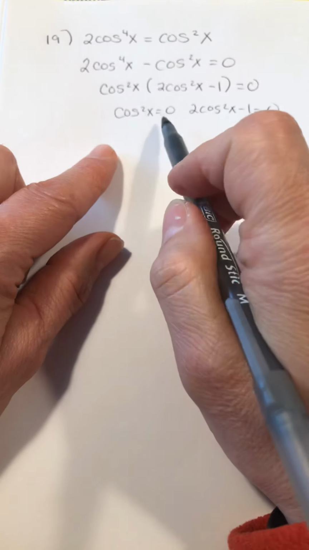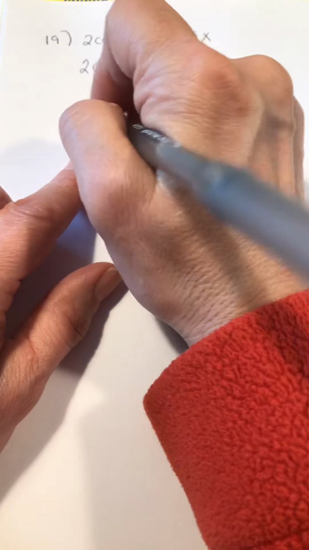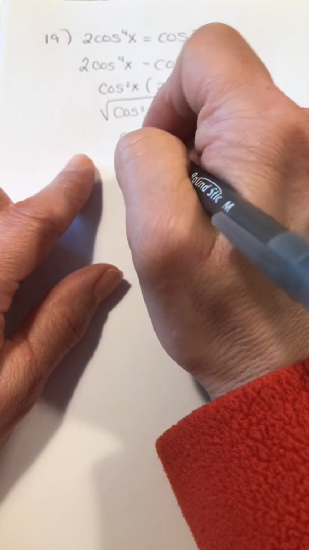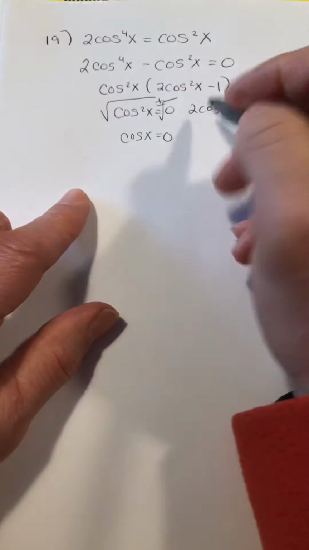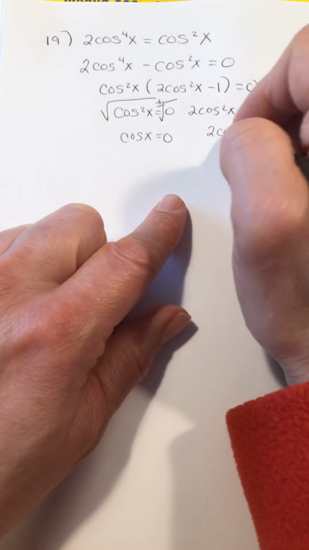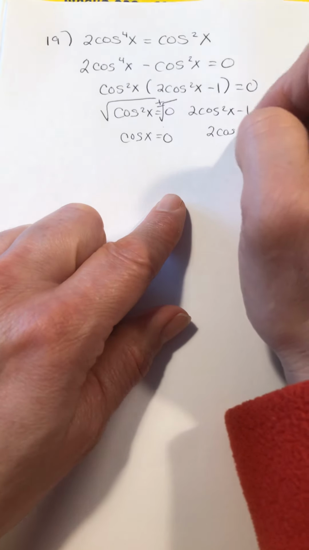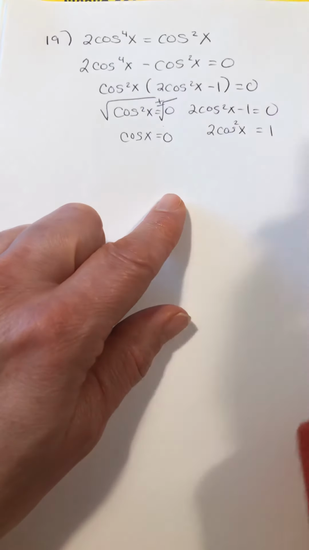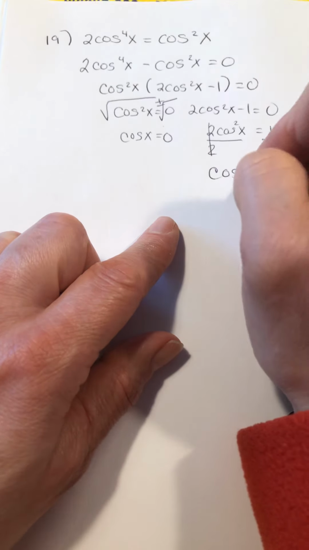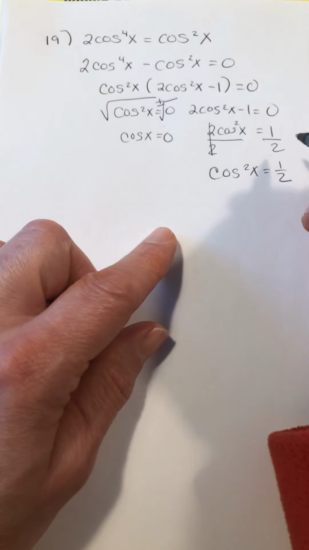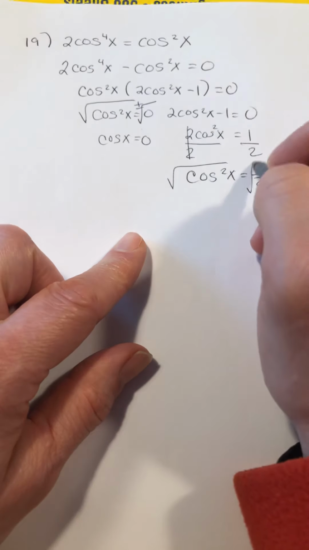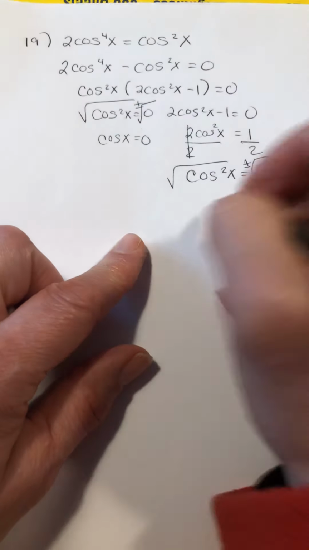So we have cosine squared x equals 0. If we take the square root of both sides here, we're going to get cosine of x equals 0 for that on the left. And on the right, we have a little bit of isolating to do. So we're going to bring this -1 over to the other side. Divide by 2. We get cosine squared x equals 1/2. Okay, so to undo a square, we take the square root of both sides. When we do that, don't forget the plus and minus.